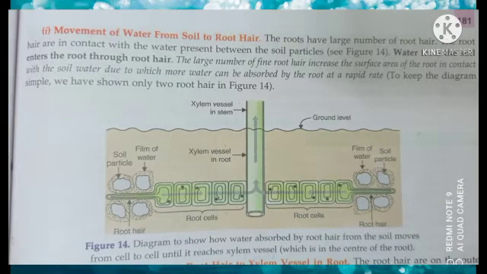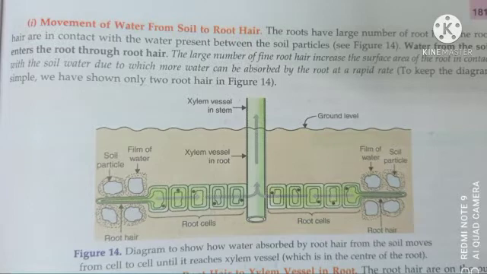After that, what happens? How does the water move from the root hair to the xylem vessel in the root? Again, look at the figure 14. We see that the root hair are on the outer surface of the root. Xylem vessel is in the center of the root, and there are many cells of the root in between the root hair and xylem vessel. Have you noticed, children? Okay.